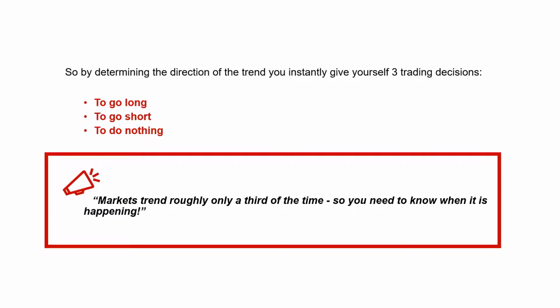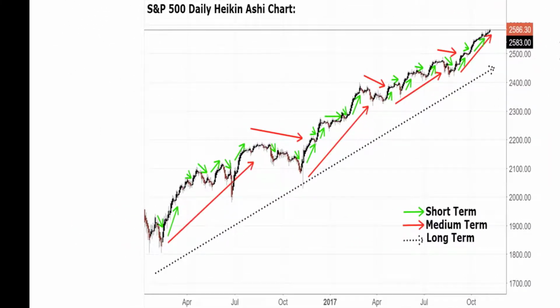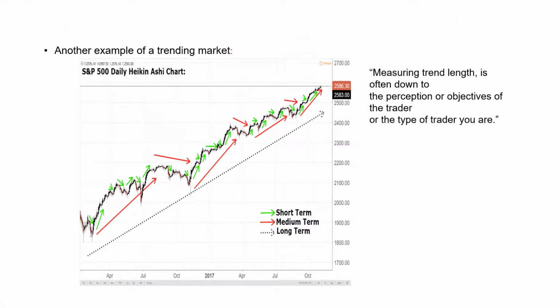And remember, importantly, that the market trends roughly only a third of the time, so you need to know when it is happening. That's very important for what tools you're going to use. So here's a quick example on the S&P 500 on a Heikin-Ashi chart, daily chart. Green arrows, short-term trends, red medium, black dotted line there, the longer term trend. It's just showing you how it works on a typical market.